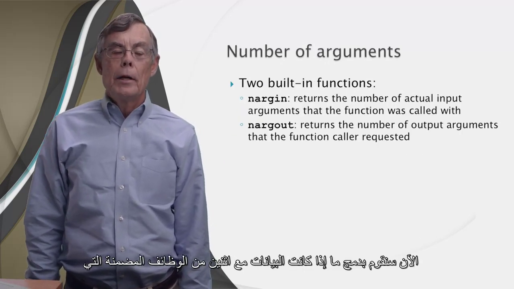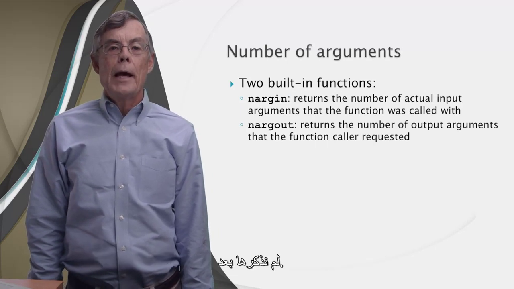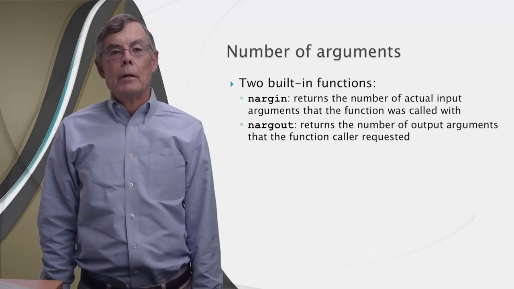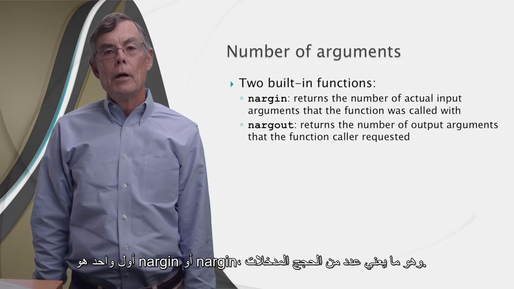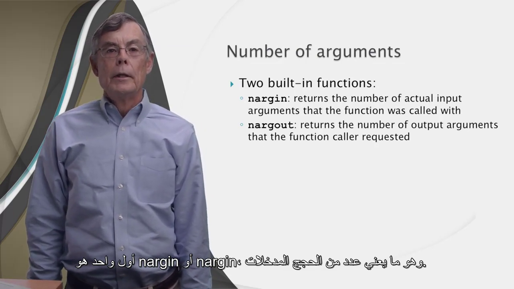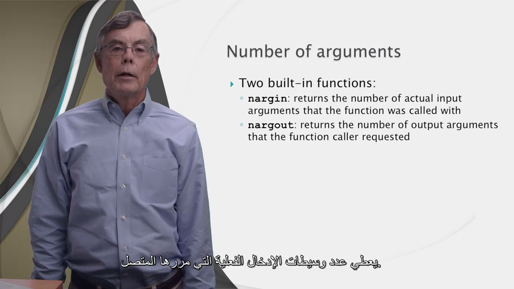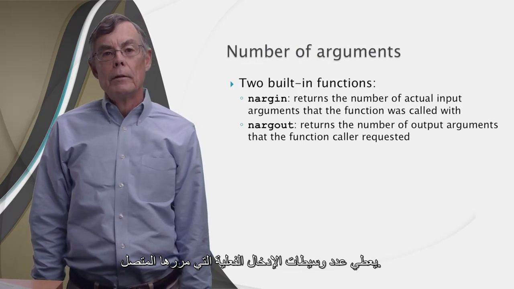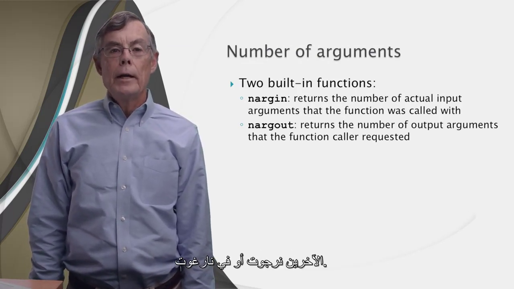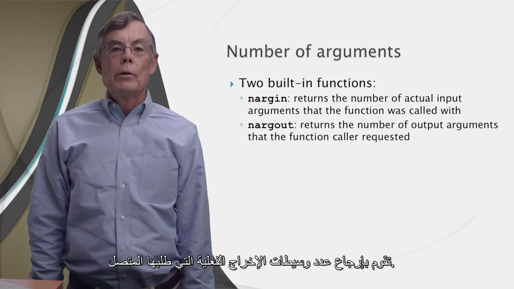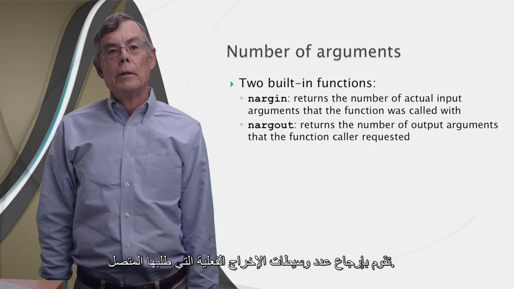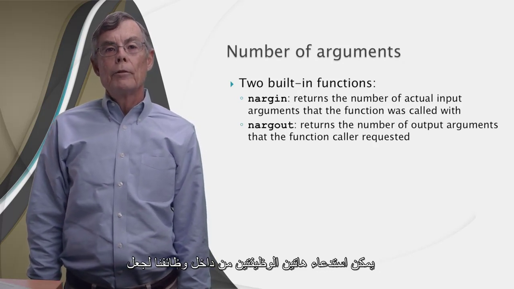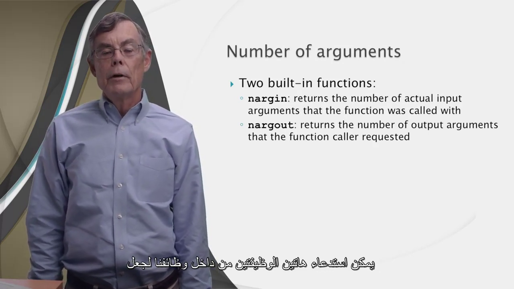Now we'll combine if statements with a couple of built-in functions that we haven't mentioned yet. The first one's nargin, which means number of arguments in. It gives the number of actual input arguments that the caller passed in. The other one's nargout, which returns the number of actual output arguments that the caller requested. These two functions can be called from inside our functions to make our functions polymorphic.